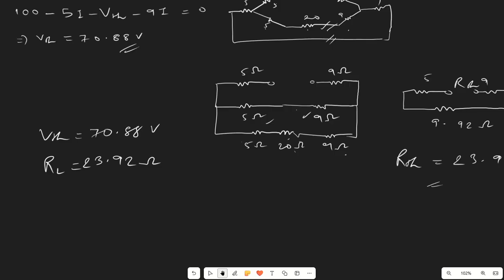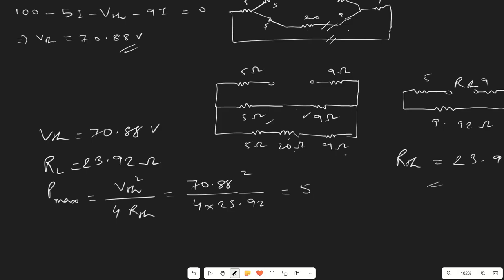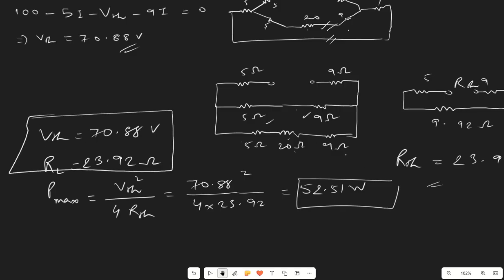So now the maximum power can be calculated as P max equals VTH square divided by 4 RTH, which is 70.88 square divided by 4 into 23.92 equals 52.51 watt. Okay, so these are our answers after solving. I hope this is understood, what is the maximum power transfer theorem and how we can solve this.